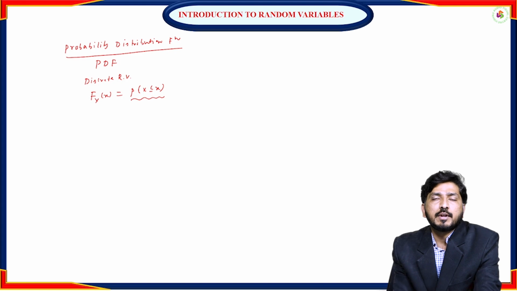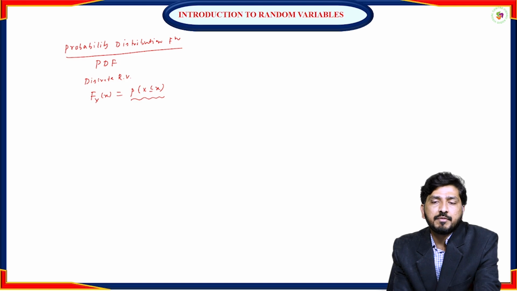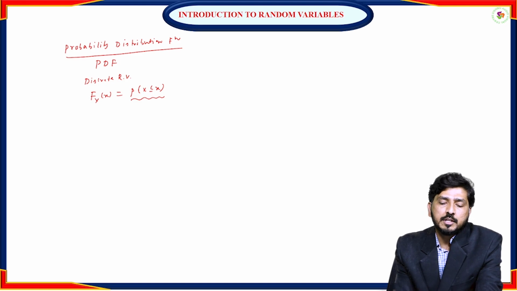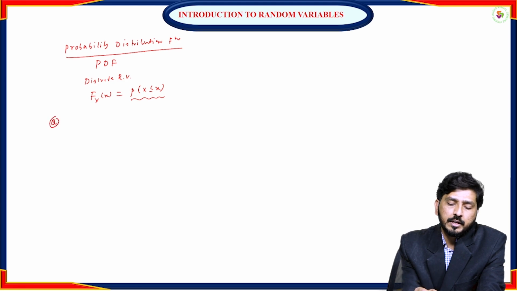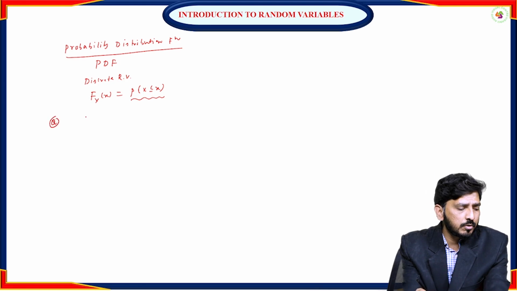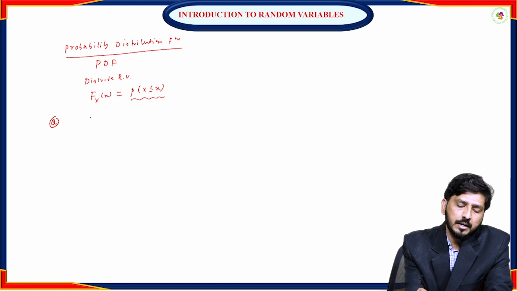So here we will see one example of how the distribution of a random variable can be explained and plotted with the help of the individual probabilities of the random variable. Suppose you take a question like this: in an experiment, any random experiment, the random variable x has elements 1, 2, 3, 4, 5, 6.